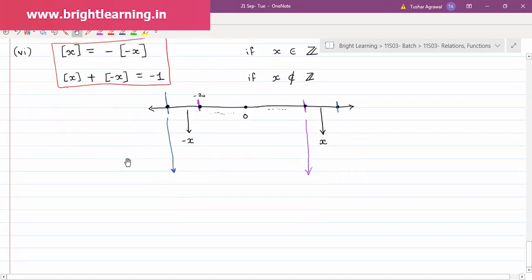Okay. And what can you say about fractional part of x and fractional part of minus x?